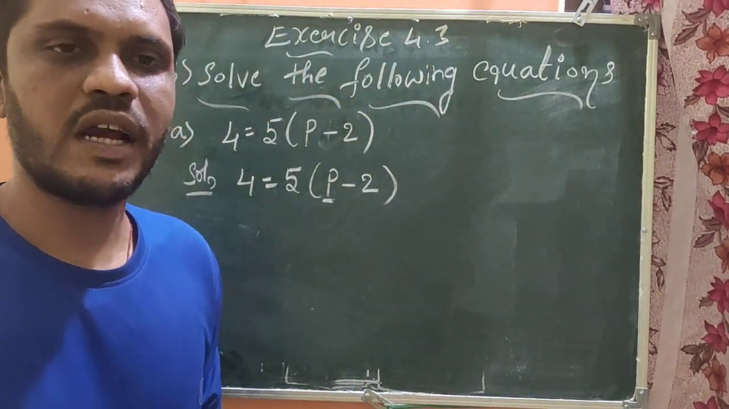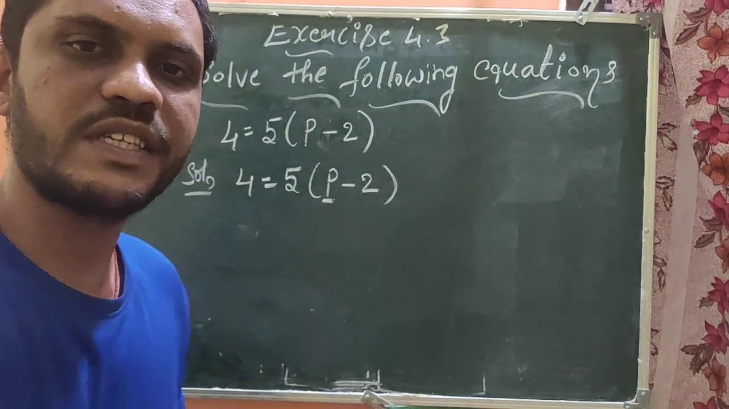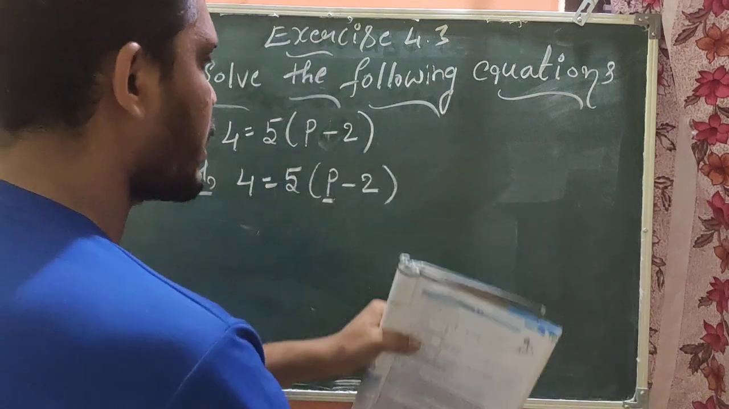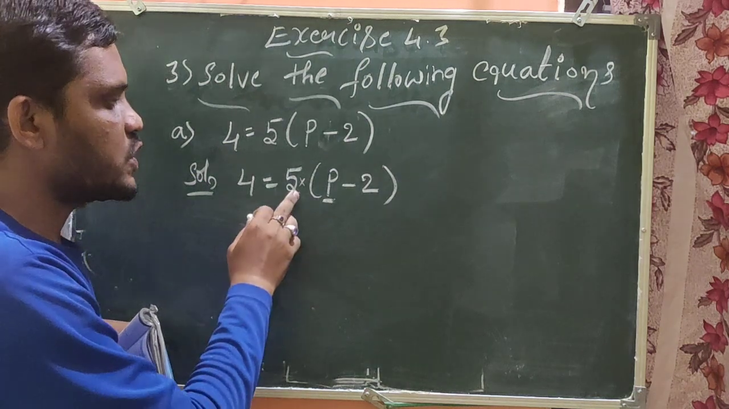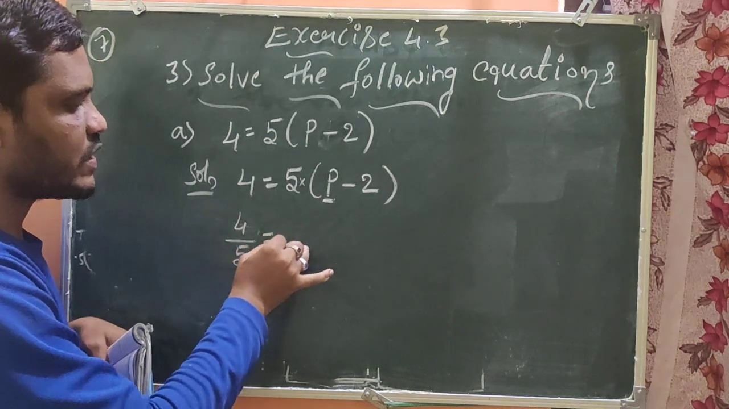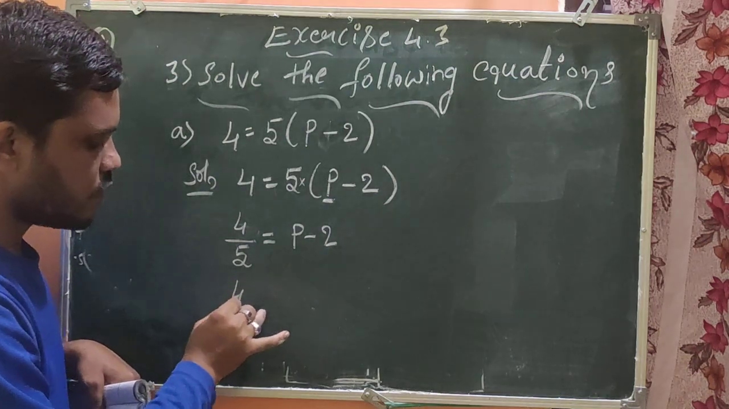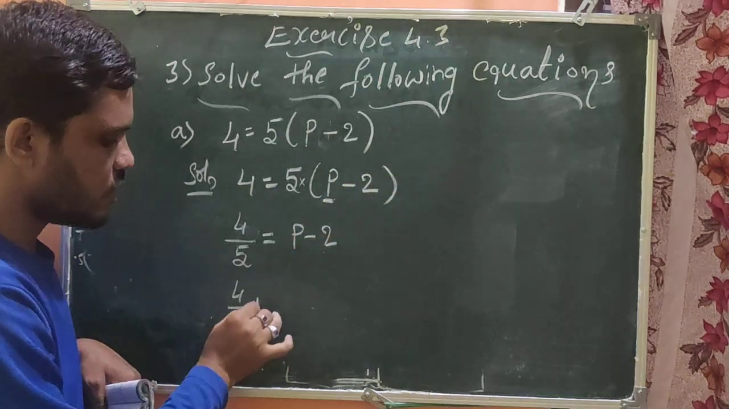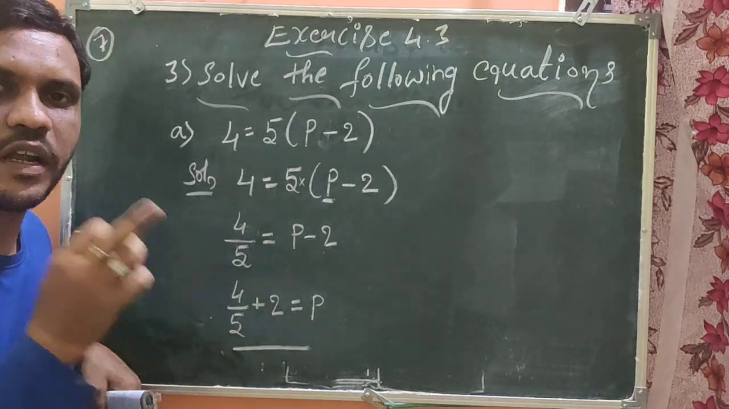Same shifting method, sign will change: plus becomes minus, minus becomes plus, multiplication becomes division, and division becomes multiplication. Same method, but we are shifting from the RHS side to the LHS side. One by one. First we should shift this 5. 4 by 5 is equal to P minus 2. Then 4 by 5, this minus 2 from RHS side to LHS side, minus 2 becomes plus 2, is equal to P. Sir, is this the final answer? No, this is not the final answer.